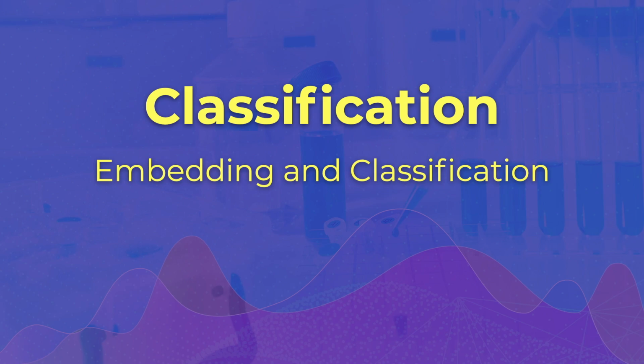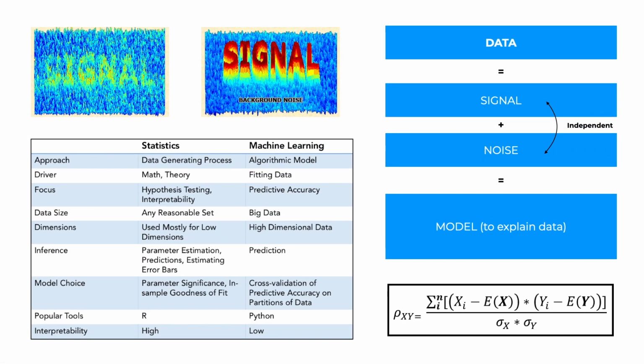Now let's also review a different set of methods that we covered related to the task of classification. One way to think about our data is to view it as a combination of noise and signal, which could be explained by a model.